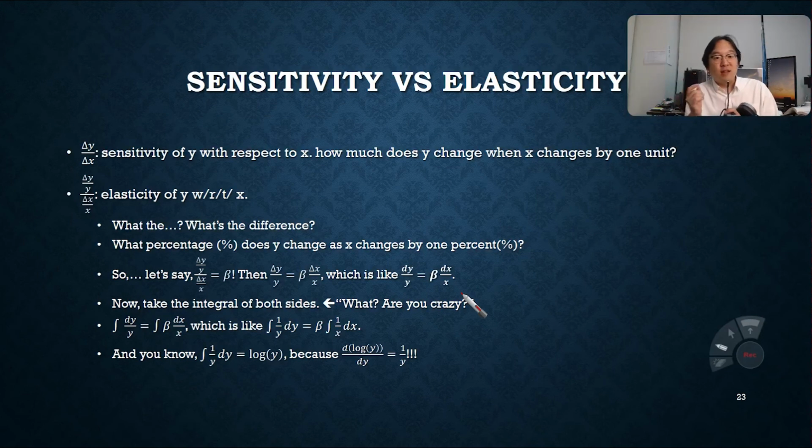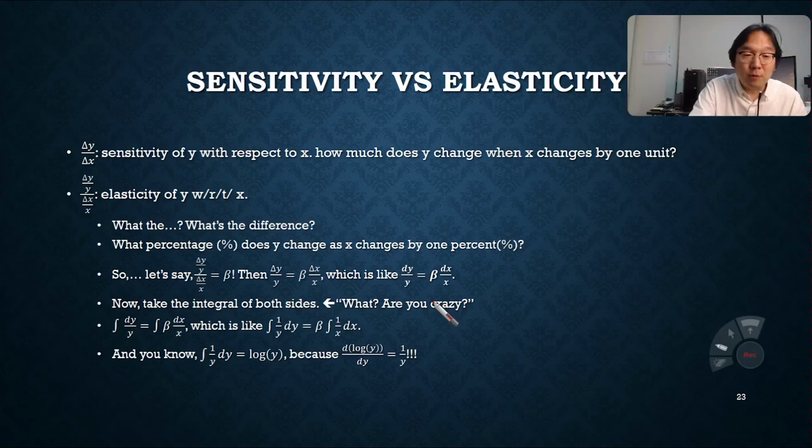Now, take the integral of both sides. You may say, are you crazy? What? I haven't learned that. Well, in your calculus 1 or 2, in your college calculus, you must have learned it. But this is a refresher if you learned it, or if you haven't learned it, learn it right now. You can take the integral of both sides, as long as you have d on both sides. We are just integrating with respect to different variables over here, but you have to be consistent. Integral with respect to y on the left-hand side, integral with respect to x on your right-hand side.